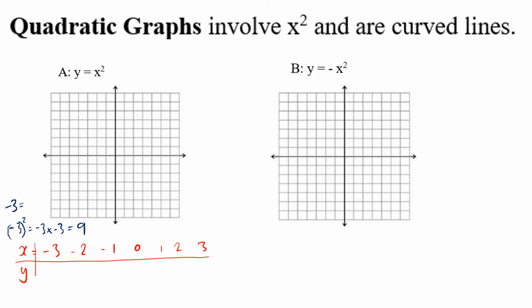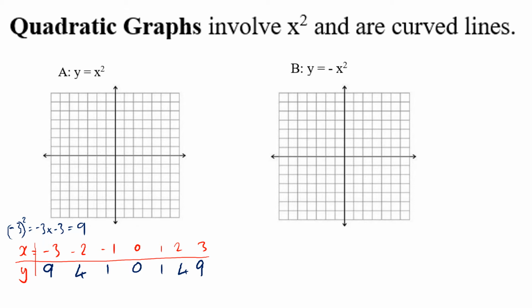We don't want that. So if you are squaring negative numbers on a calculator, make sure you put a bracket around them if you want it to come up with the accurate result. Anyway, we'll get 9, 4, 1, 0, 1, 4, 9. You will spot some symmetry with these, and we're going to plot this as far as we can.